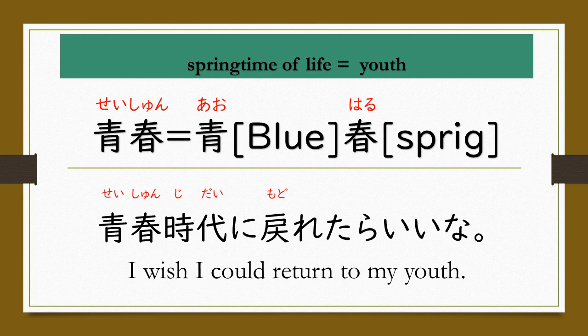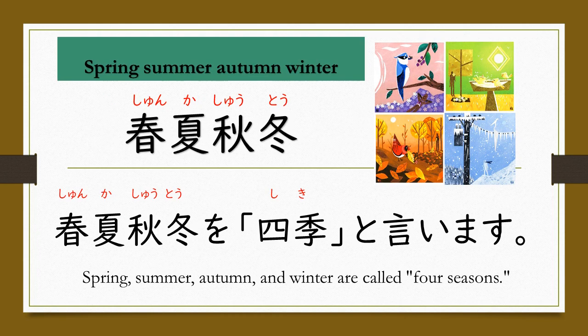Example, 青春時代に戻れたらいいな。I wish I could return to my youth. 青春時代に。時代 is a period of time. 青春時代に戻れたらいいな。Last one. Spring, summer, autumn, winter all together, because kanji all together we use on reading.